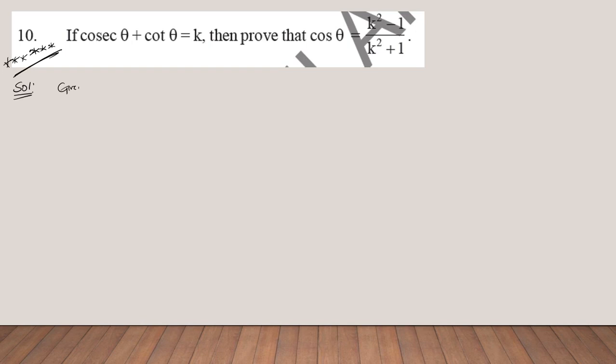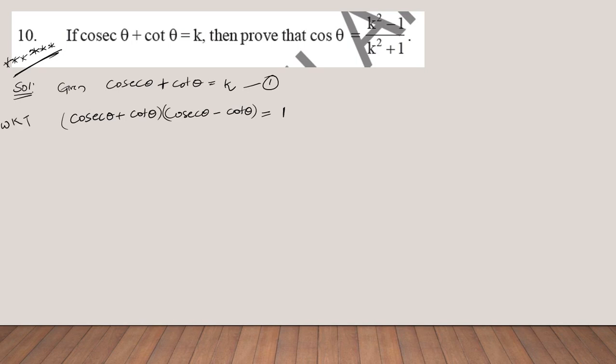So what is given? Cosecant theta plus cot theta is equal to k. So let this be equation number 1. And we know from the identities, what do we know? From the identity we can say that cosecant theta plus cot theta into cosecant theta minus cot theta is equal to 1. So this is what we know, right?